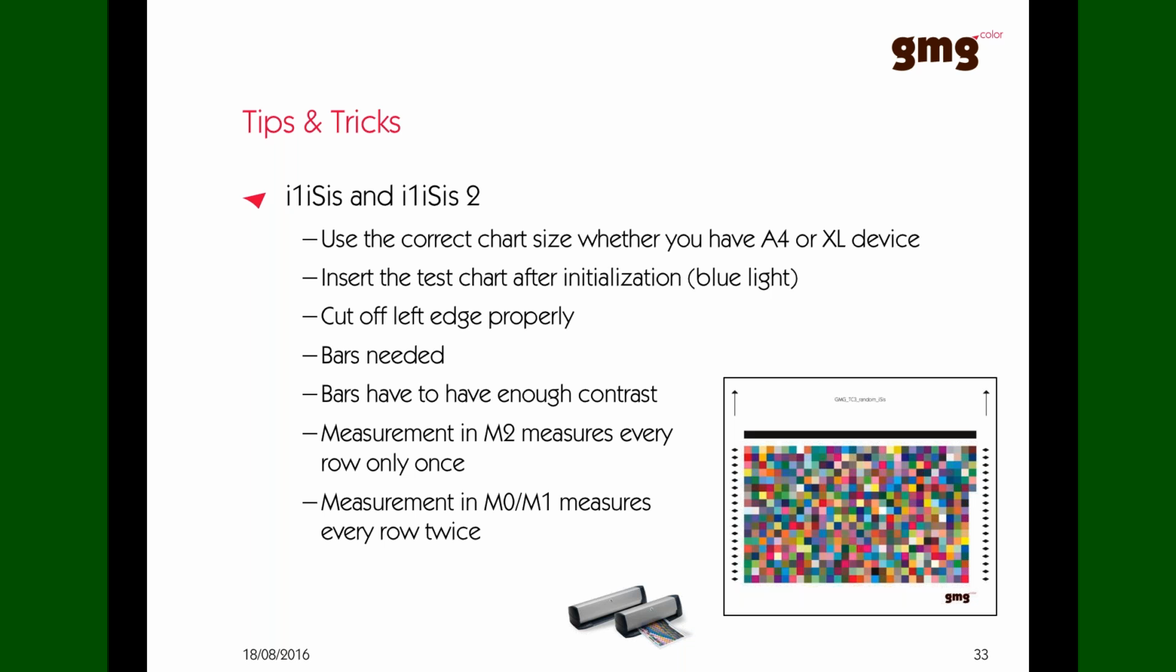When you are measuring using the iSis or iSis 2 in M2 measurement mode, which means UV cut mode, it measures every row only once. If you are measuring with M0 mode, or that's for the iSis 1, or for the iSis 2 it also can measure in M1 mode, then it measures every row twice, so it takes a bit longer to measure a test chart, but yeah, that's it. So those are the tips and tricks here.